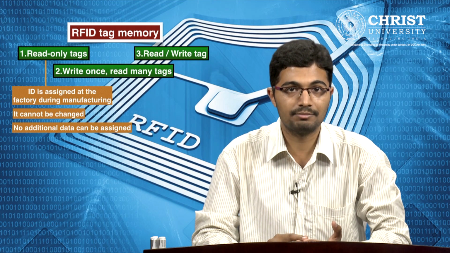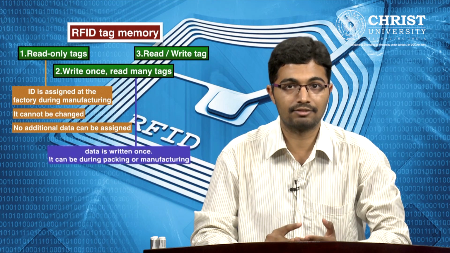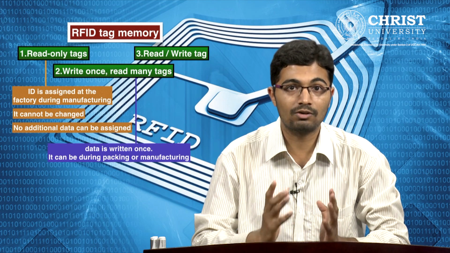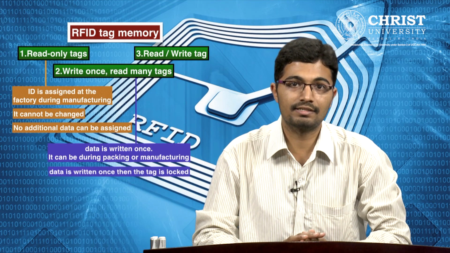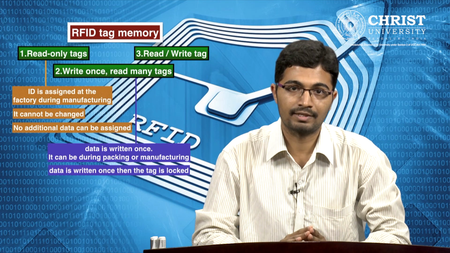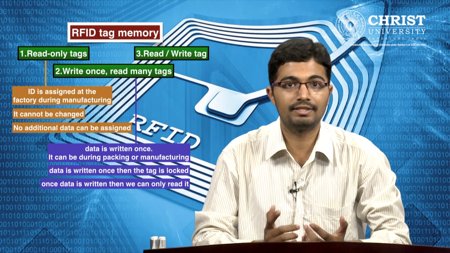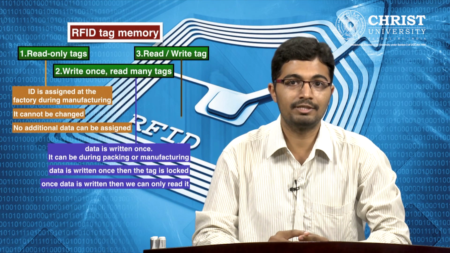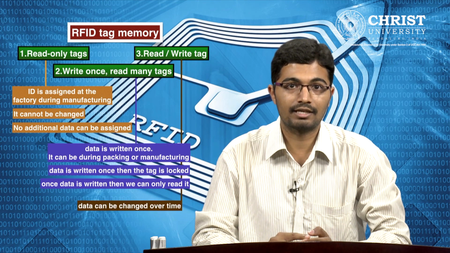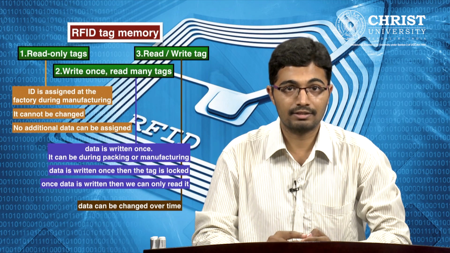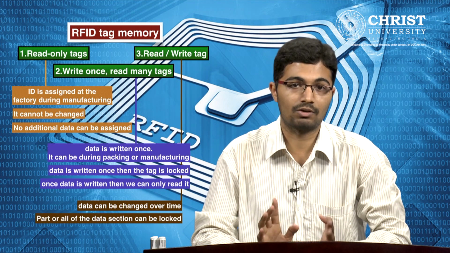In write once, read many tags, the data is written once. It can be during packing or manufacturing. Once data is written, the tag is locked. It is similar to a CD or DVD. Once data is written, we can only read it. Coming to read and write tags, data can be changed over time. Part or all of the data section can be locked.